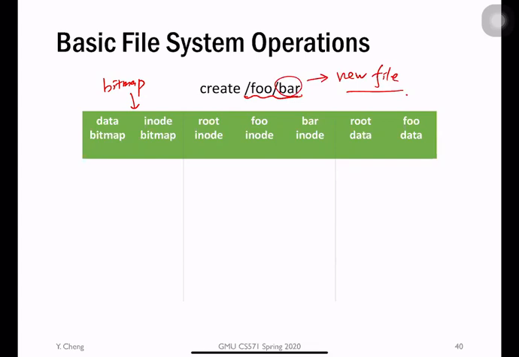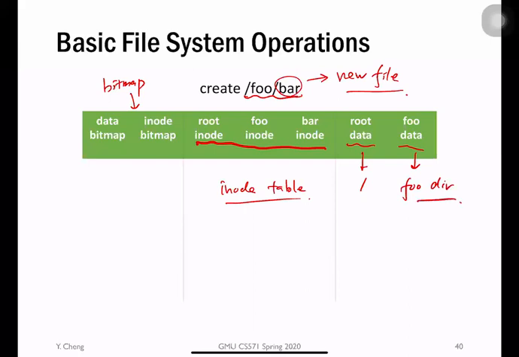The second part, the center, with the root inode, foo inode, and bar inode, is the inode table. That stores all the inode data structures, and each one of them points to a unique data file or a unique on-disk directory file. The rightmost part is two columns, each corresponding with a particular directory. In this case, the root data corresponds with the root directory, and the foo data corresponds with the foo directory. Given its current format, the bar data file doesn't exist, so we need to create it.